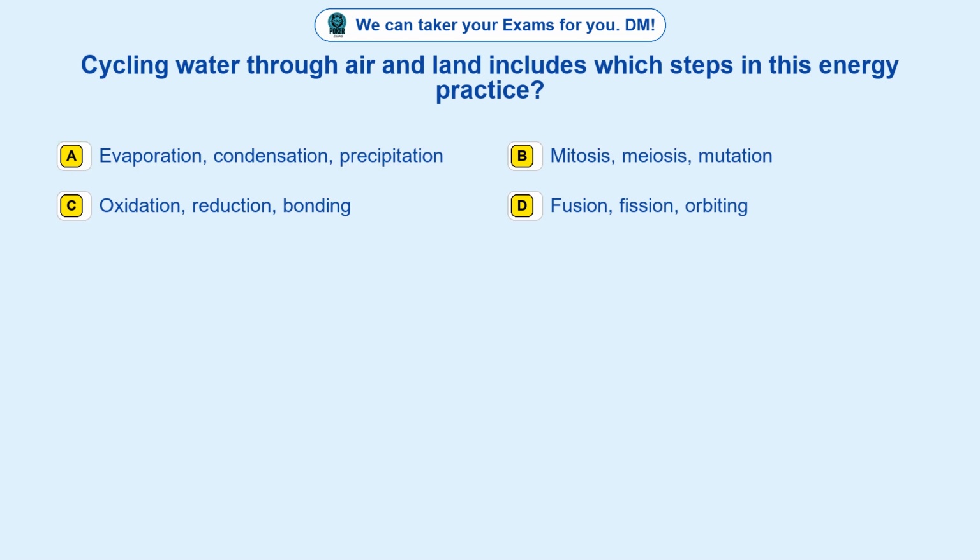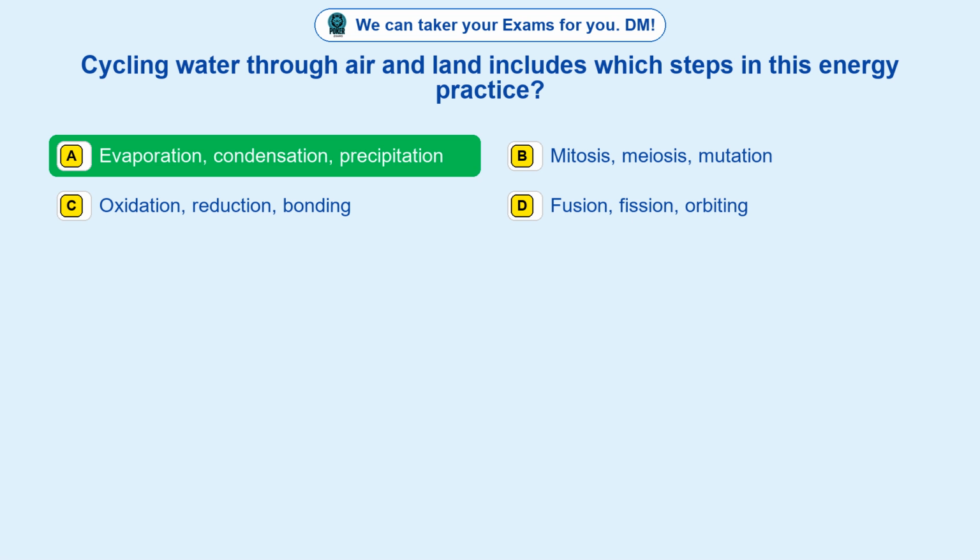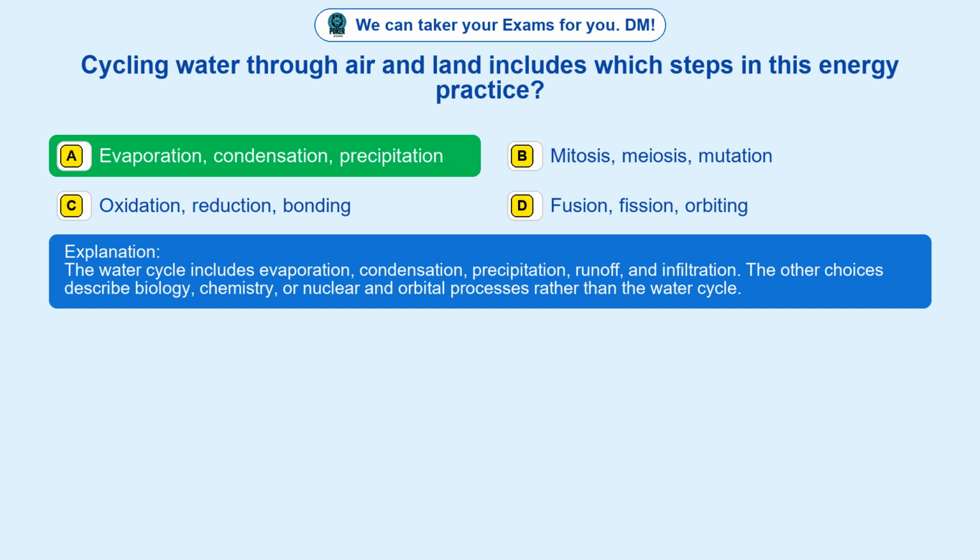Question 87. Cycling water through air and land includes which steps in this energy practice? Option A, evaporation, condensation, precipitation. Option B, mitosis, meiosis, mutation. Option C, oxidation, reduction, bonding. Option D, fusion, fission, orbiting. The correct answer is option A. Evaporation, condensation, precipitation. The water cycle includes evaporation, condensation, precipitation, runoff, and infiltration. The other choices describe biology, chemistry, or nuclear and orbital processes rather than the water cycle.